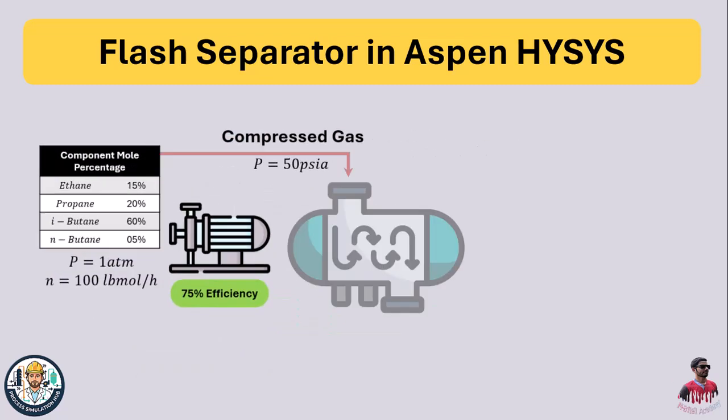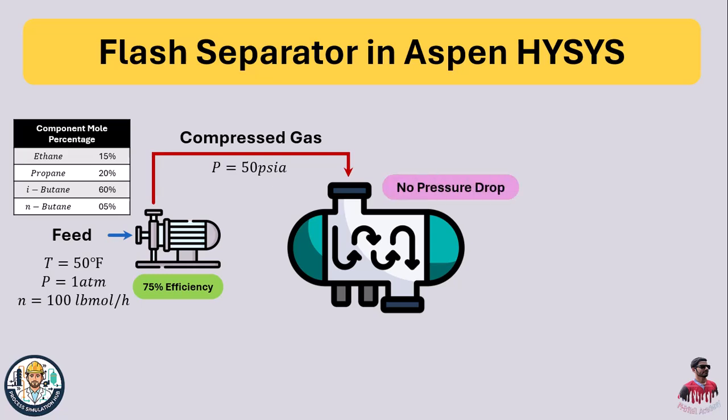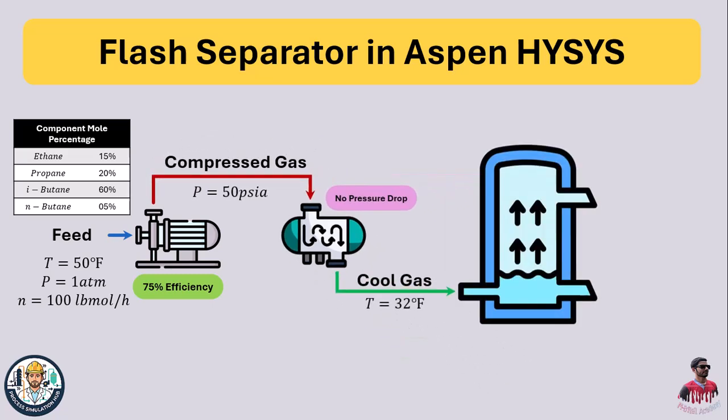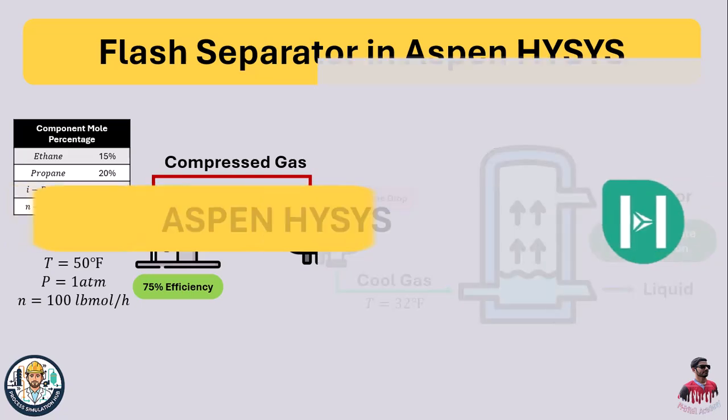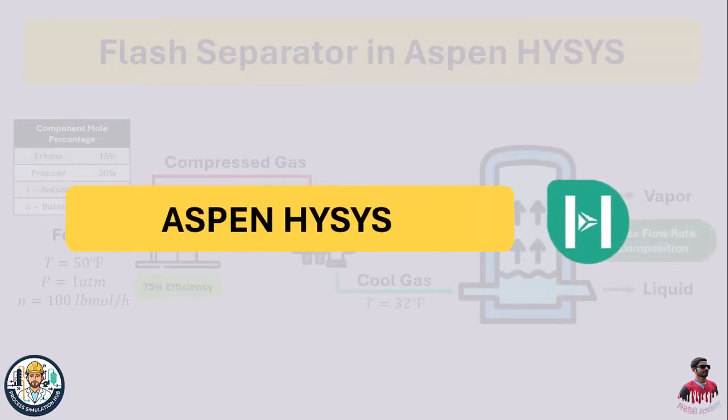This compressed gas is further cooled in a cooler with negligible pressure drop to a temperature of 32 degrees Fahrenheit. This cooler gas goes to a flash separator, where it is separated into two streams. First one is vapor stream, and the second one is liquid stream. In this case, we have to determine the mass flow rate and composition of both streams. Now, we will model this whole process flow diagram in Aspen HYSYS.